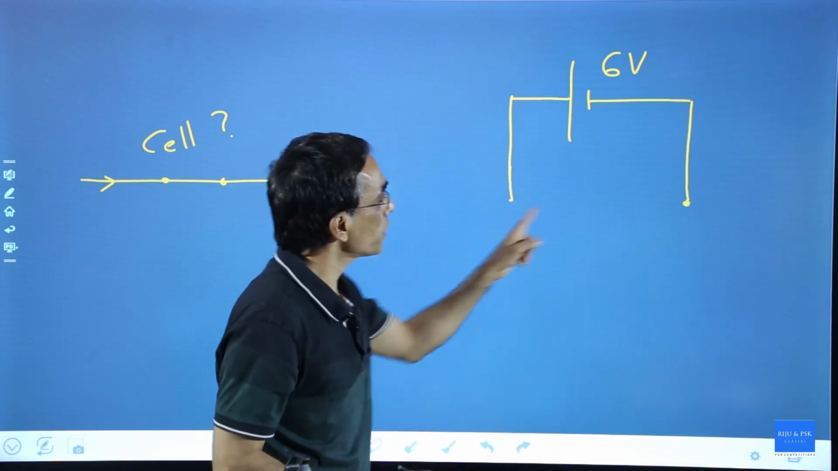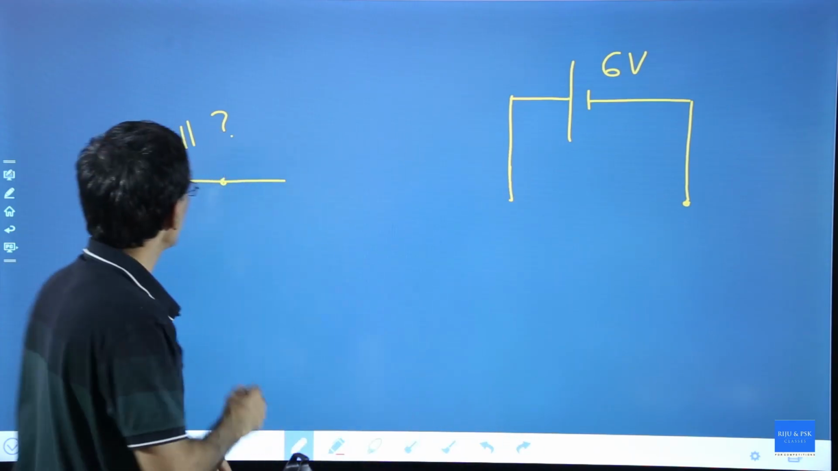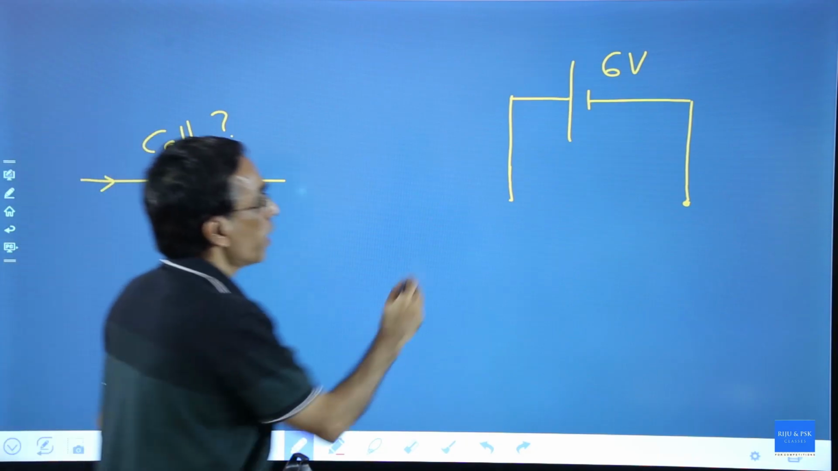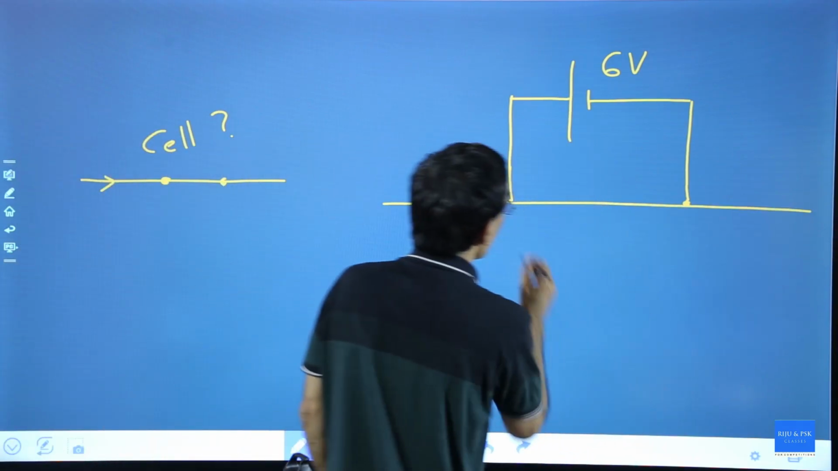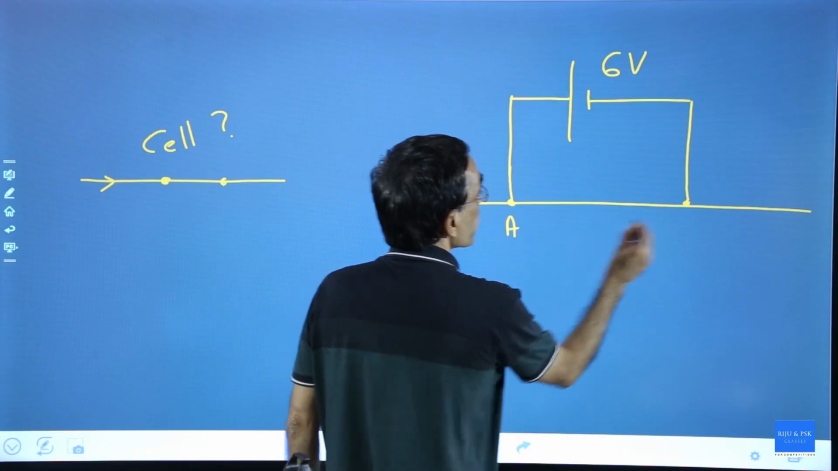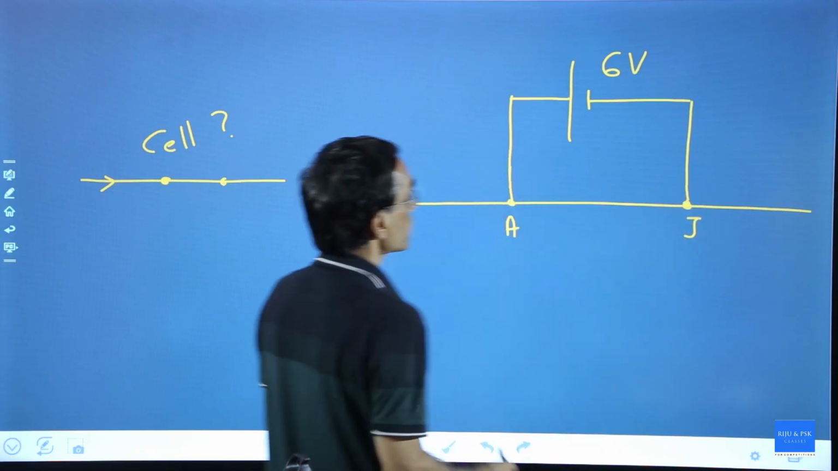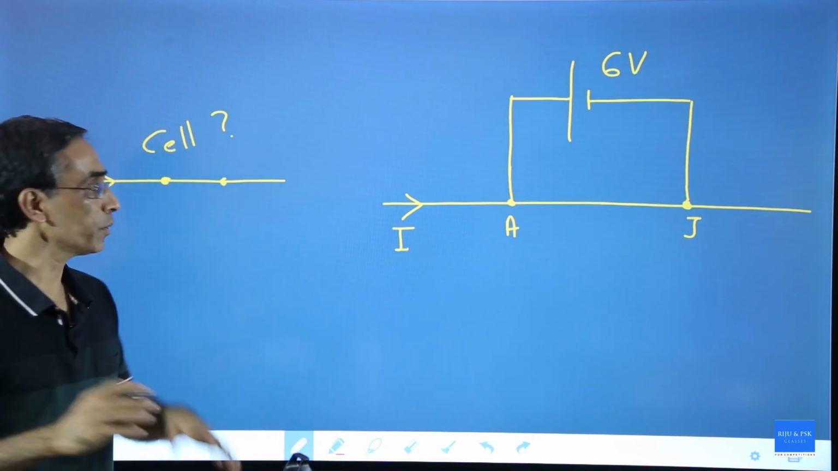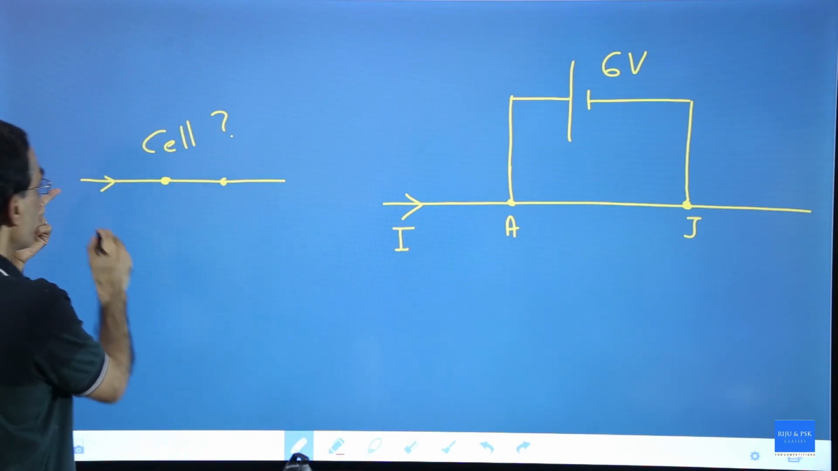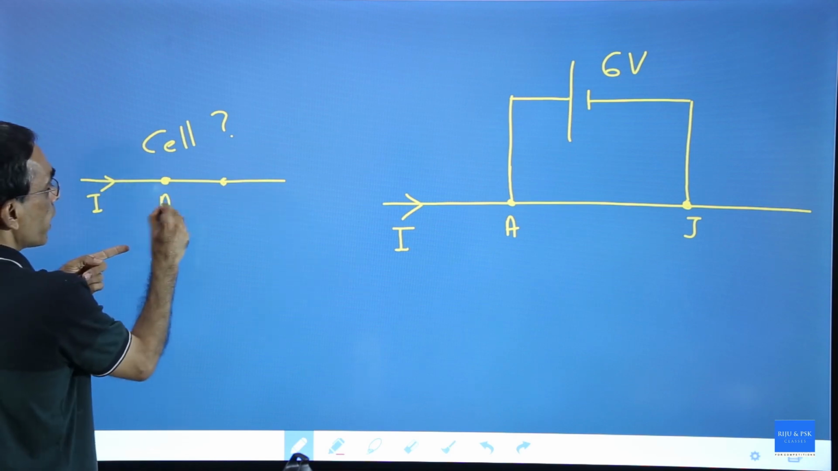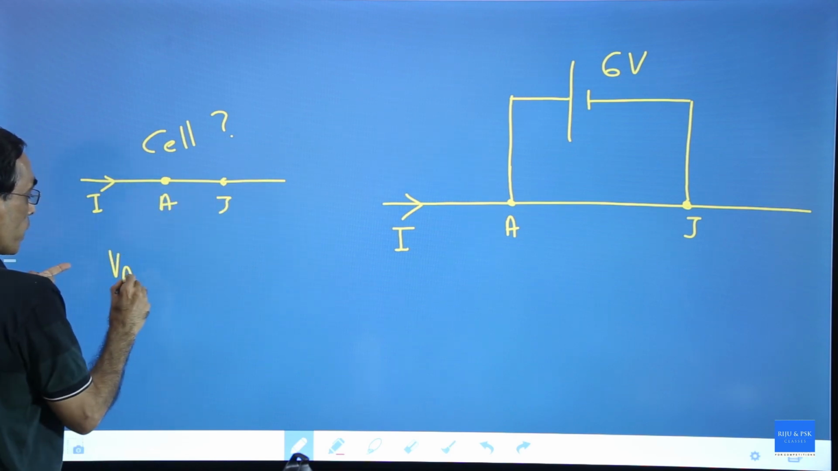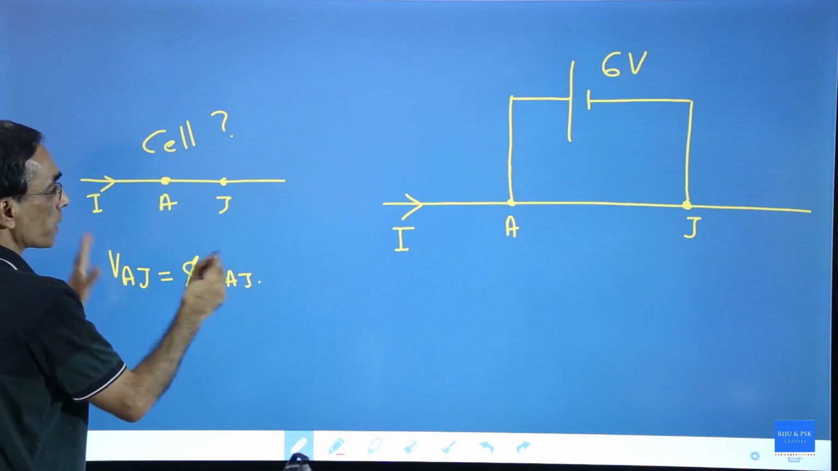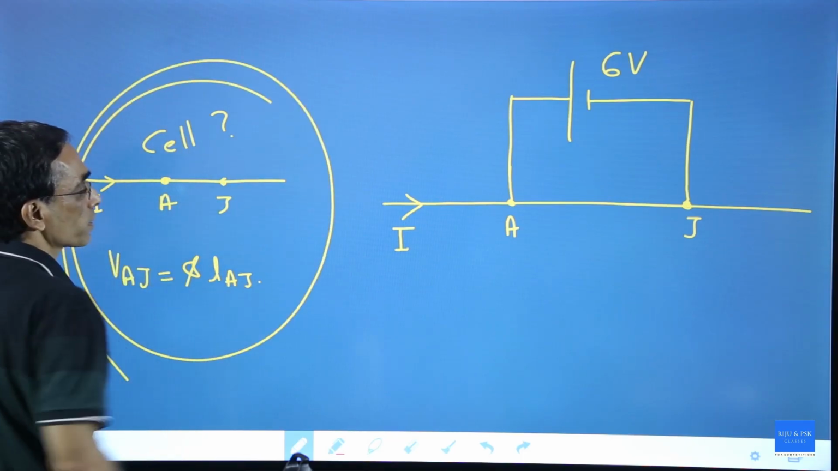And these 2 points are connected here on the long wire. So I have the long wire here and I am connecting it between point A and J, and this carries a current in this direction. Now I told you, when you have a current carrying uniform wire AJ, there is a potential difference of VAJ, and that is given by phi into LAJ.